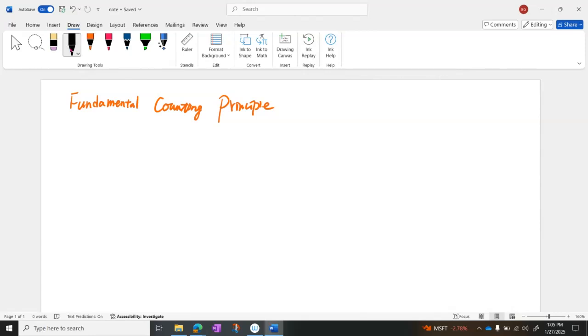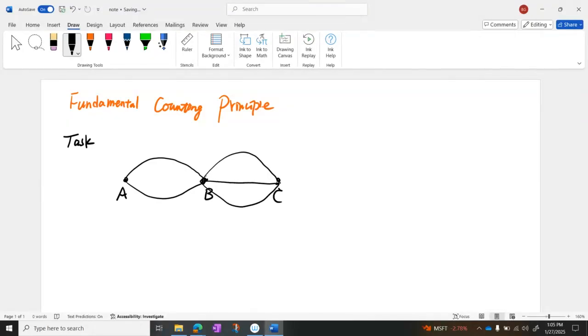The first example, let's consider this task. Let's say your task here is to drive from A to C, passing through B. And we know from A to B, we have two different routes. From B to C, we have three different routes. You can go here, go here, go here.